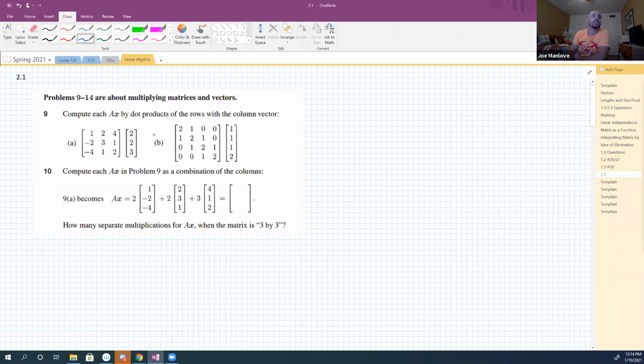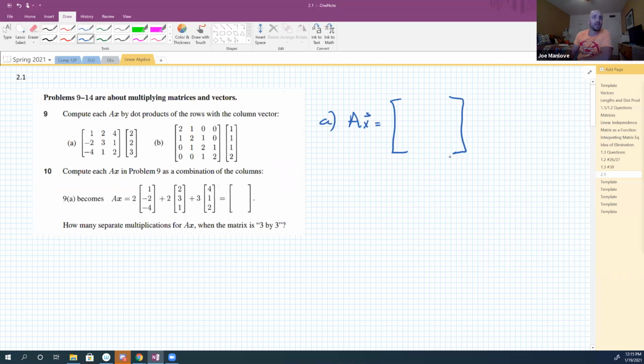All right, so let's work our way through problem 9a. If we're going to do problem 9a, we want to compute Ax by doing dot products of rows with column vectors, right? So we're going to take this column vector, pick it up, twist it sideways, and slam it on there, right? So I'm going to get A times x is equal to, and this is going to give me a vector.